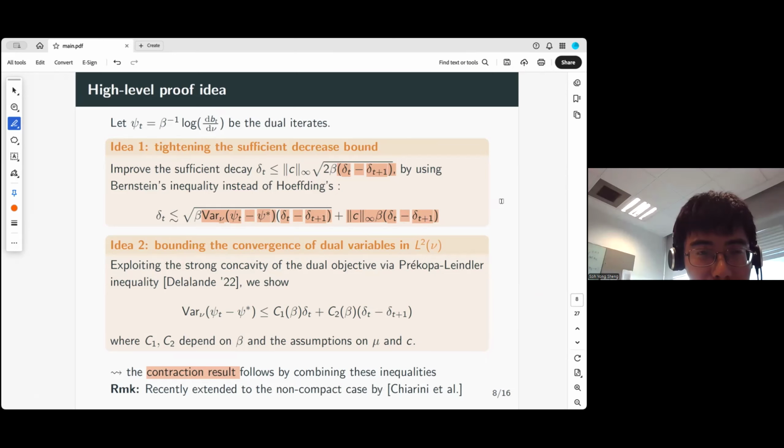Sorry, another question. This is new to me. So, Bernstein's and Höfting, why is the concentration? What is the randomness here?